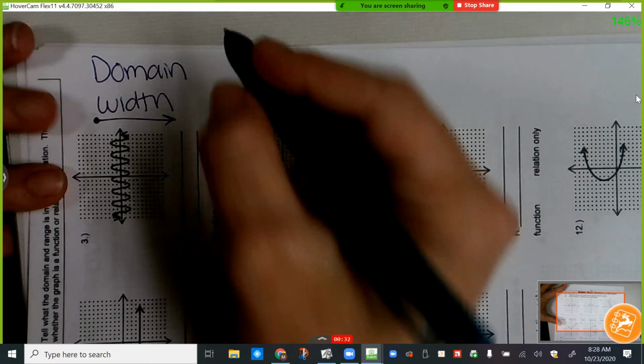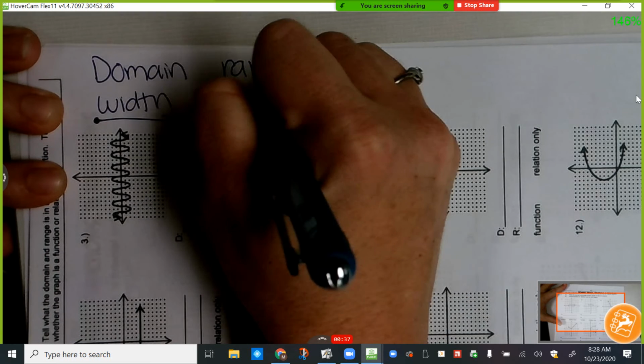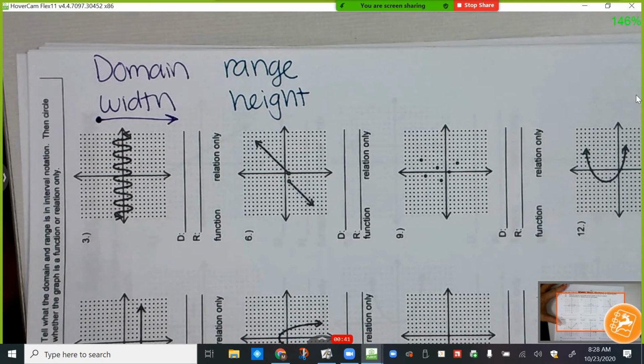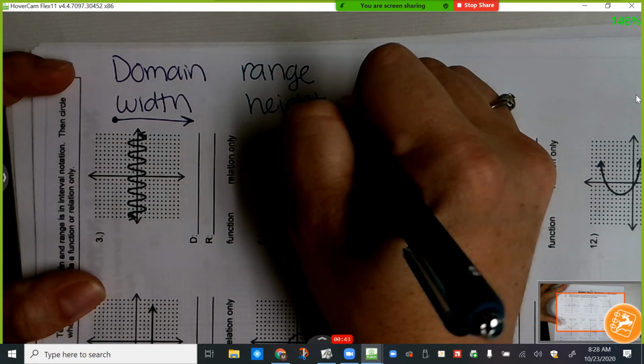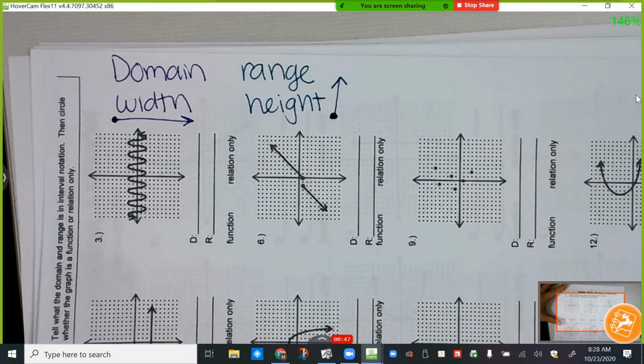Your range is your height. It's your Y, your up and down, okay? And you're going to start lowest and work your way up, and that's what's going to keep it least to greatest.